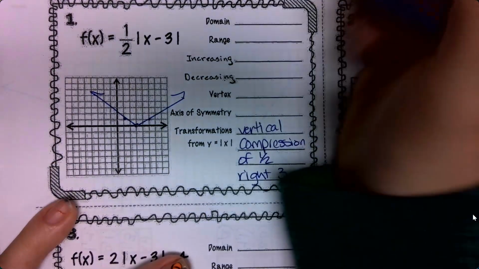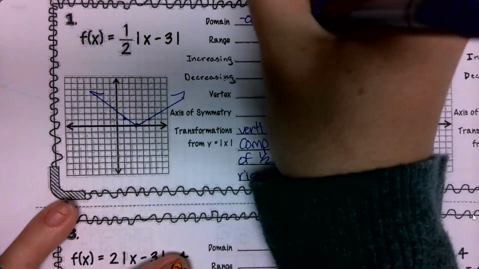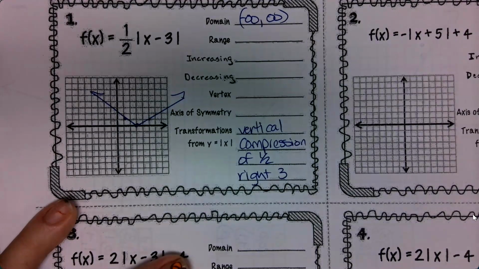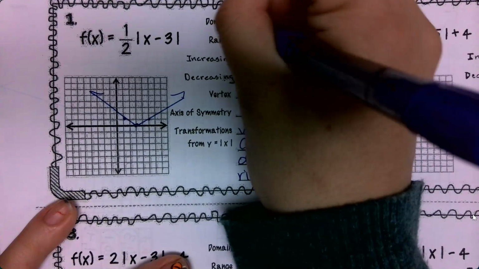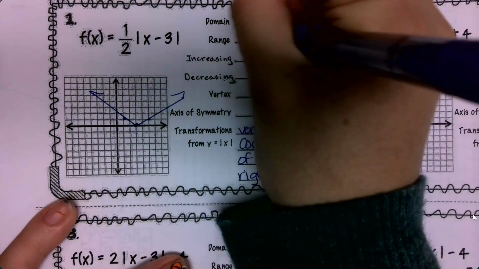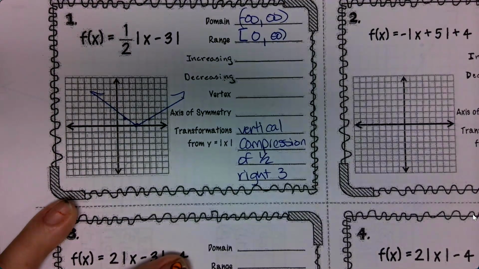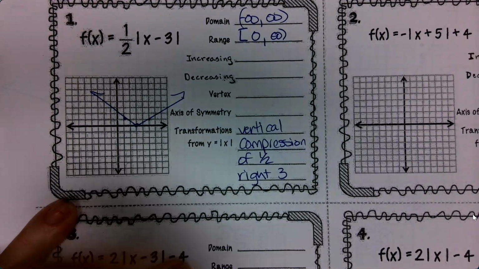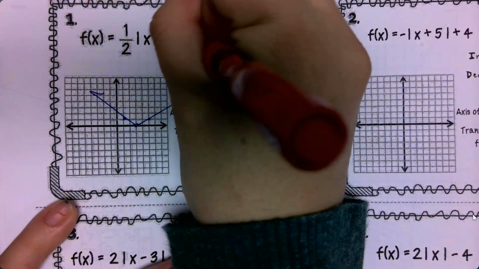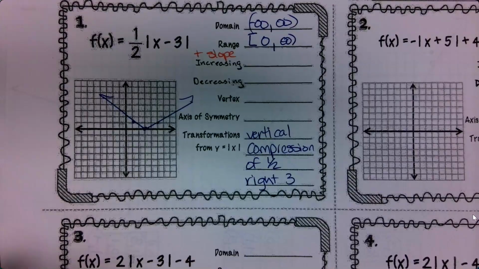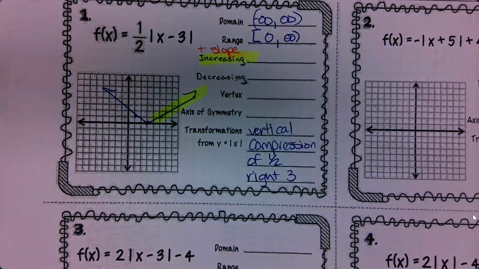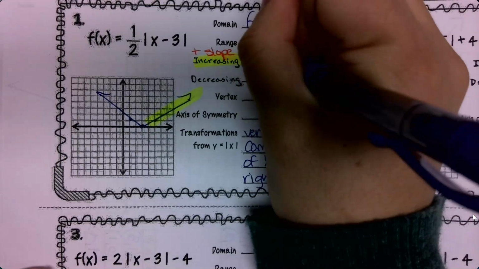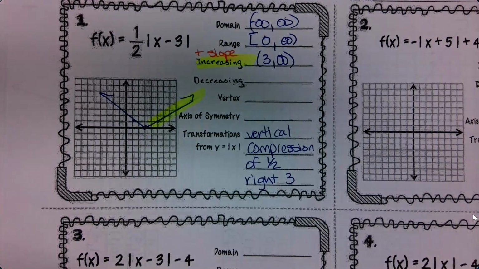My domain is all real numbers, so that's going to be written as negative infinity to positive infinity because I can plug in anything for x. My range, I have a minimum y value, so I use a square bracket. This is 0, and then it goes up forever, so it goes to infinity. My increasing is where it has a positive slope. So if I take a look at this, I have a positive slope right there. So that starts at 3 and goes on forever. And I'm only looking at my x values when I write this out.